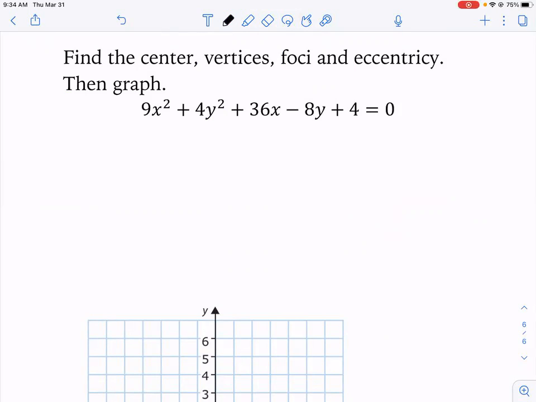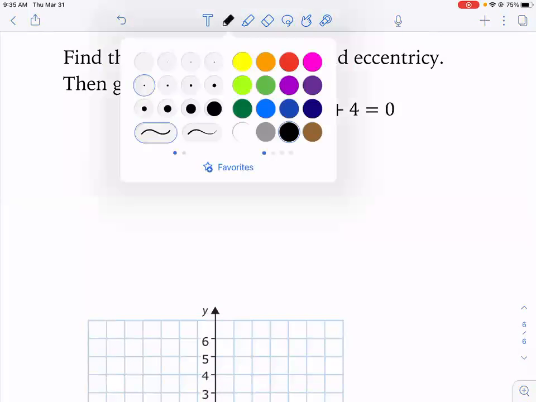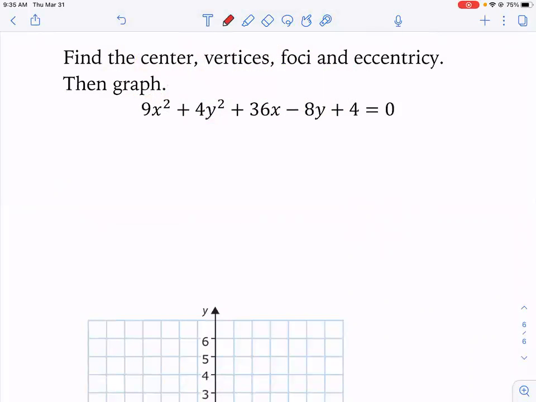Okay. All right. So how many times are we going to have to complete the square? Twice. We are going to factor the 9 out of our x squared plus 36x. We are going to factor the 4 out of our y squared minus 8y. Because we cannot complete the square if our leading coefficient is not 1.